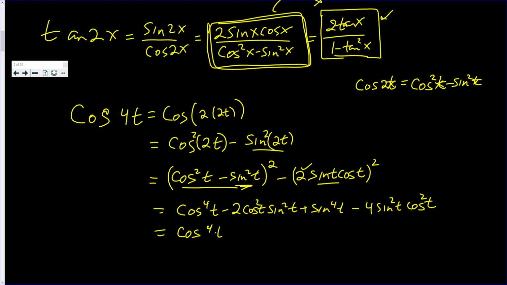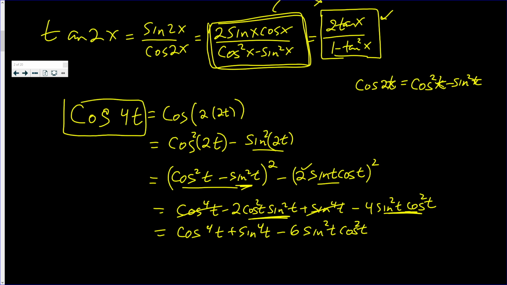I get cosine to the 4th t, plus sine to the 4th t, and then I take away 2 of these, and then I take away 4 more. I took away 6 sine squared t cosine squared t's. Okay, so I reduced cosine of 4t to just trigonometric functions involving just the angle t. Doesn't matter that it only involves sines and cosines. It could have involved any trig functions that came up.